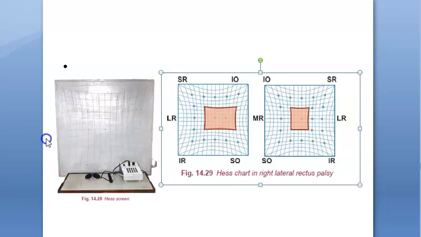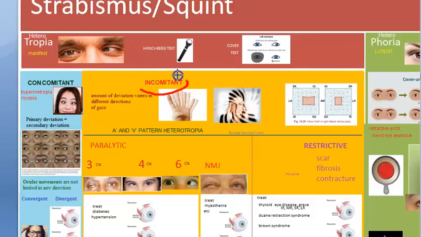You will check the field of binocular fixation. Then you will do the forced duction test. Here you can see in incomitant, in small font we have written forced duction test. What is that? That is to differentiate between paralytic and restrictive. Forced duction test means basically you will hold the eyeball and you will pull it here and there.